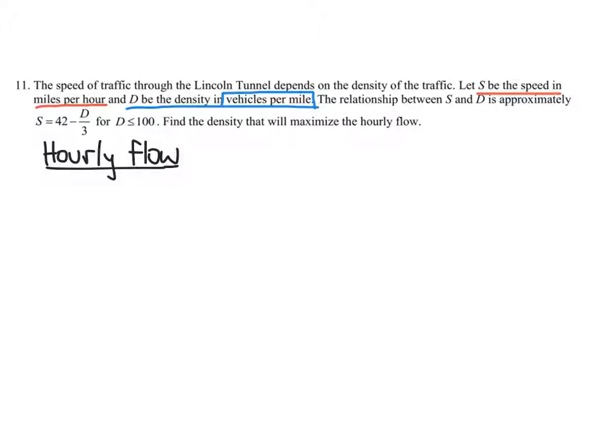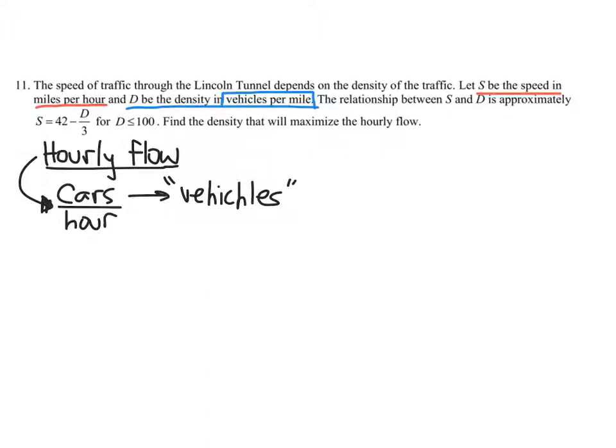All right, but we know our units here are miles per hour for the speed. What we need is the number of cars per hour. That would be the hourly flow, all right? So we need to come up with some kind of relationship that's going to yield that as a result. So that would be vehicles, to use their terms, all right, because they use that term a couple of times.